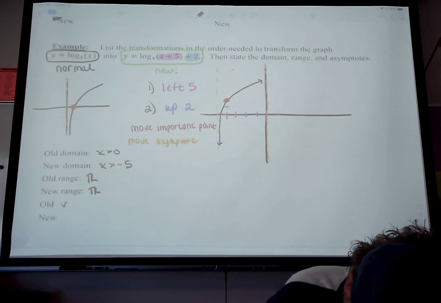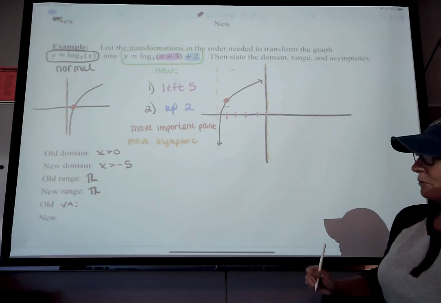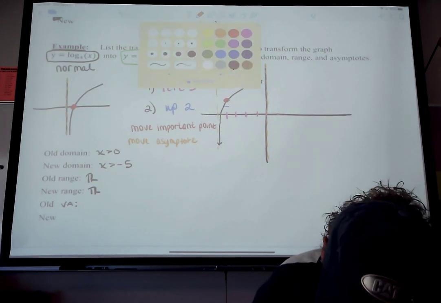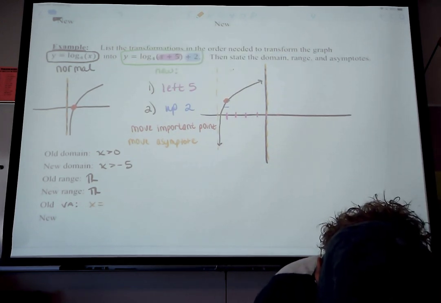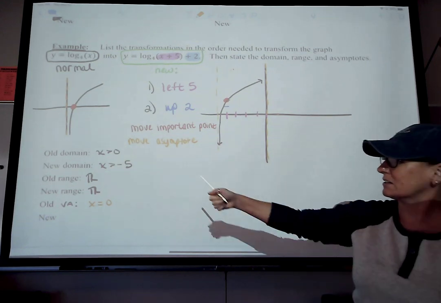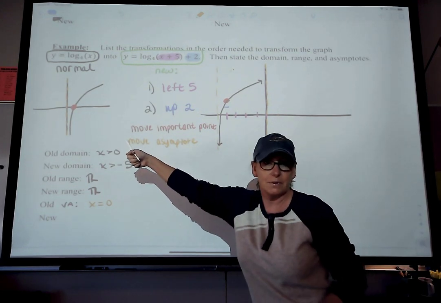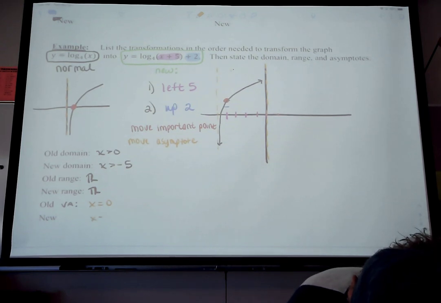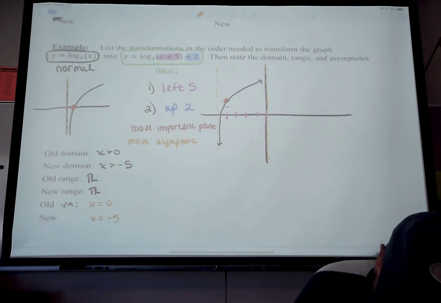This one's supposed to say, where was your old vertical asymptote? Well, it was at x equals 0. That's the one it wasn't going to touch over there in that picture. Where's your new vertical asymptote? It's at x equals negative 5.